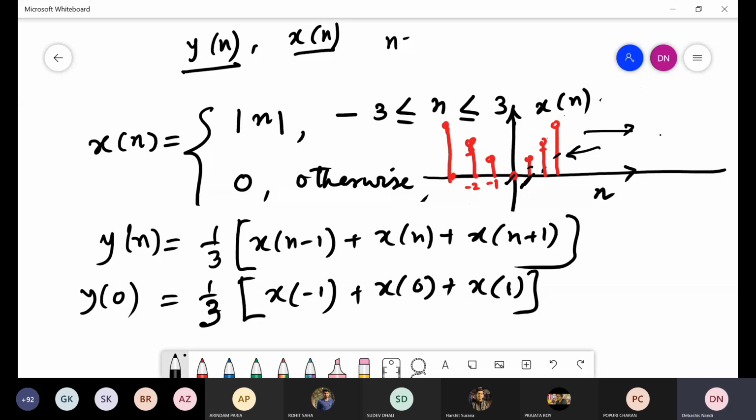So what will be the value of y 0 then? You know what is x n. x 0 value is 0. At this position, the value is 0. And x 1 is equal to 1. And x of minus 1 is equal to 1. That means you are taking these three samples, 1, this 1, and this 0, and then you are dividing this by 3. So y 0 is equal to 2 by 3.